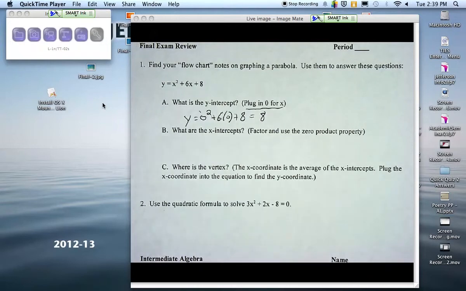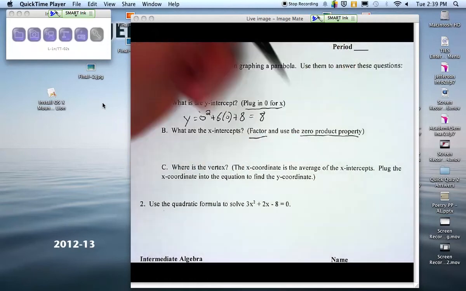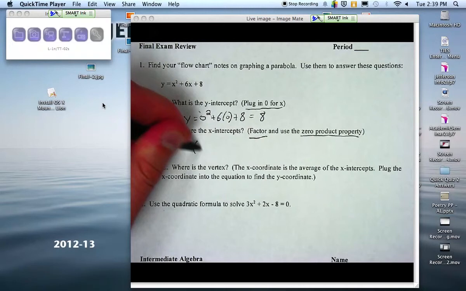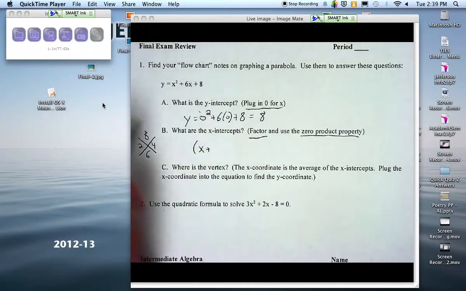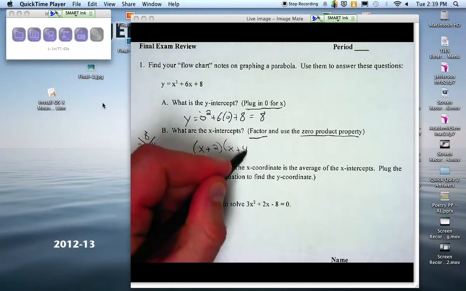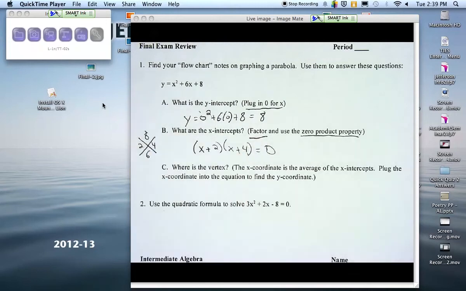X-intercepts, again, I gave you the hint here. It's a two-step process. You're going to factor and then use the zero product property. And so we're getting pretty good at factoring now. We know we are going to multiply to get 8 and add up to 6. And so that's going to be 2 and 4. And so I'm going to factor y equals x squared plus 6x plus 8 into x plus 2 and x plus 4. And I'm setting that equal to 0.